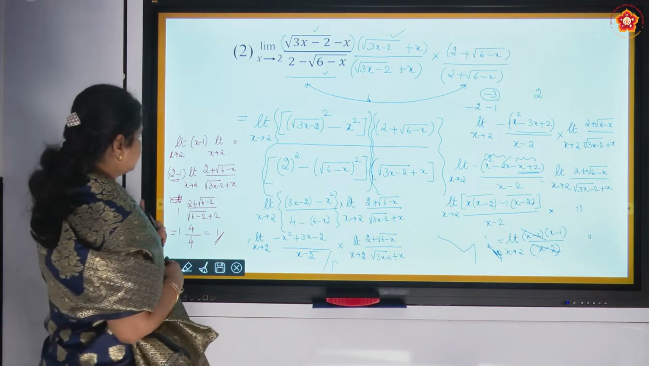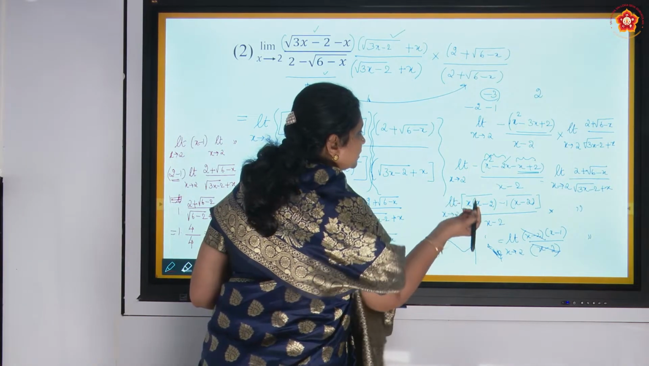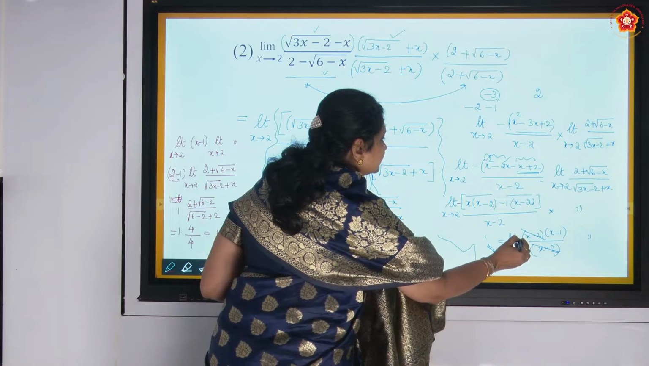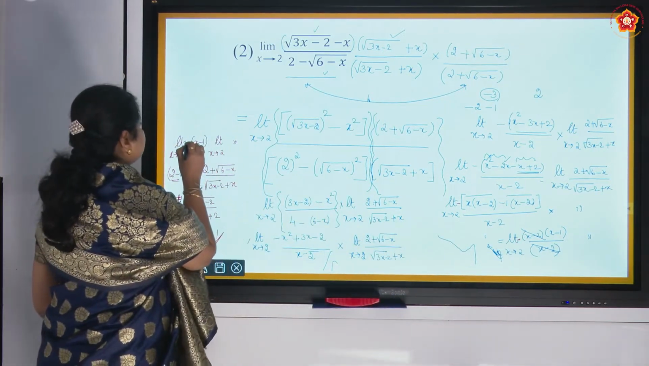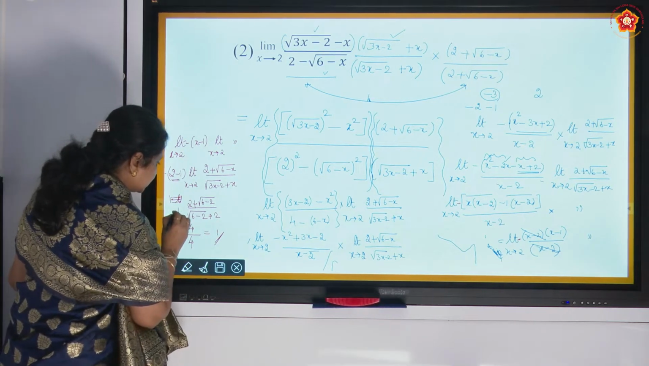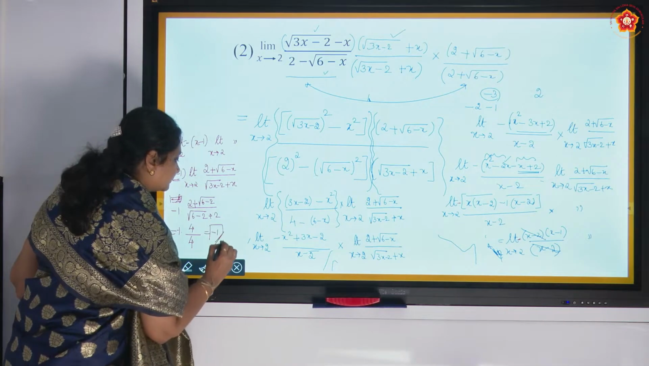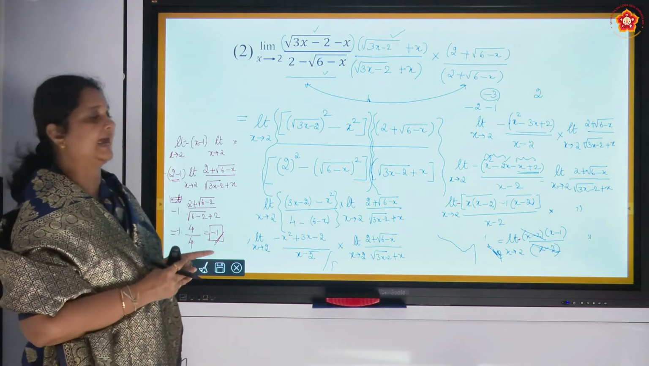But one place we might have made a mistake. This negative is outside. I have not carried it forward. So there is a negative here. There is a negative sign here outside. There is a negative sign here. So now there is a negative sign here. So this is minus 1 and the final answer is minus 1. I hope you all understand.